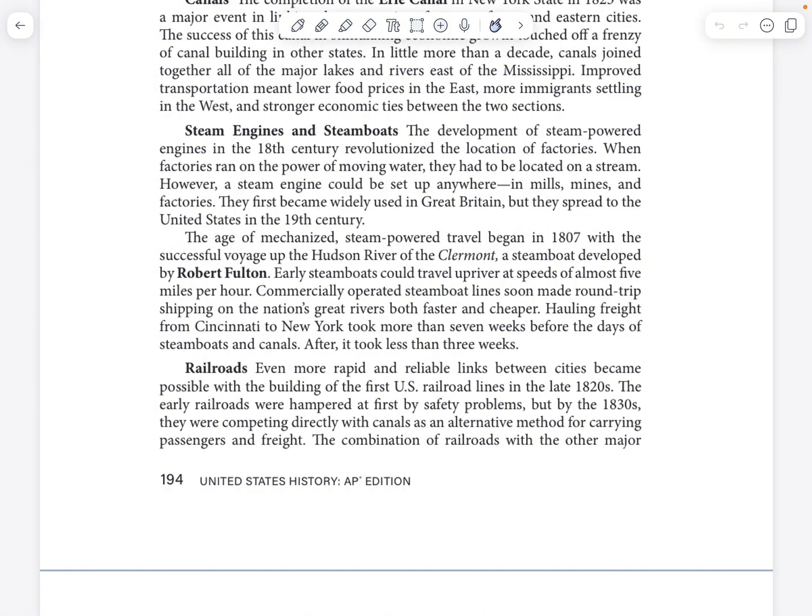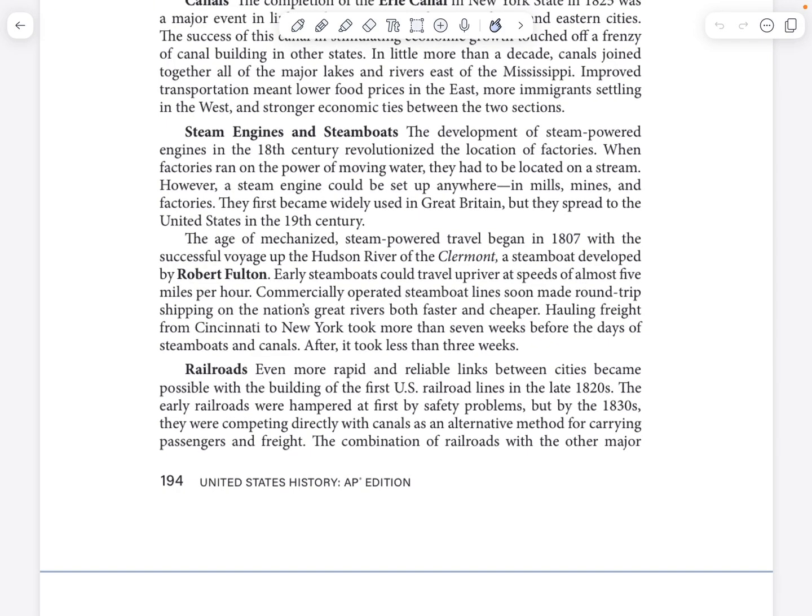The age of mechanized steam-powered travel began in 1807 with the successful voyage up the Hudson River of the Clermont, a steamboat developed by Robert Fulton. Early steamboats could travel upriver at speeds of almost 5 miles per hour. Commercially operated steamboat lines soon made round-trip shipping on the nation's great rivers both faster and cheaper. Hauling freight from Cincinnati to New York took more than 7 weeks before the days of steamboats and canals. After, it took less than 3 weeks.